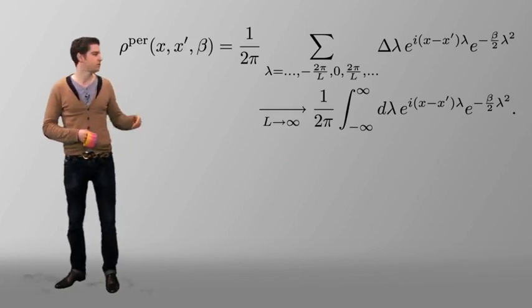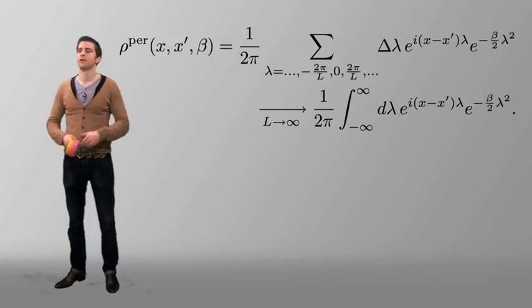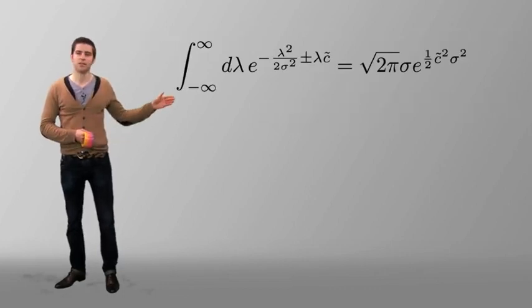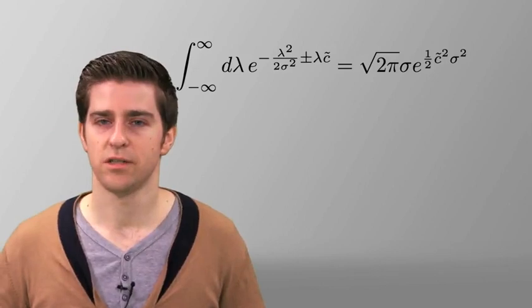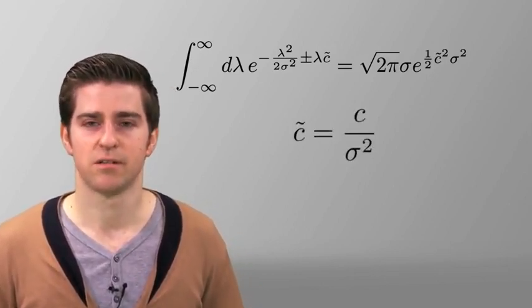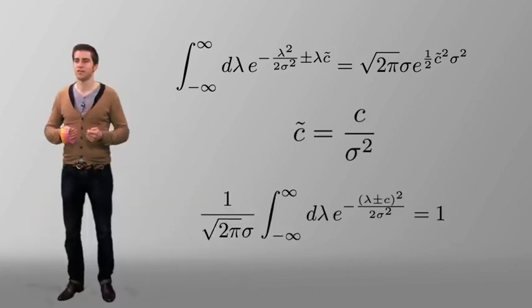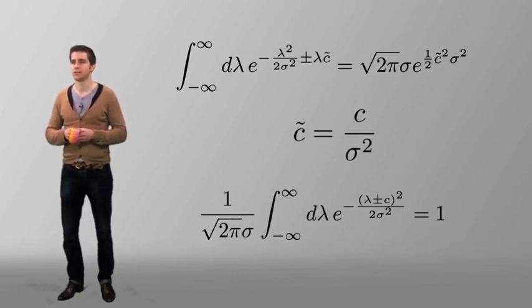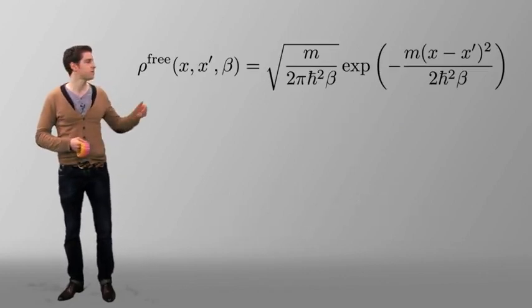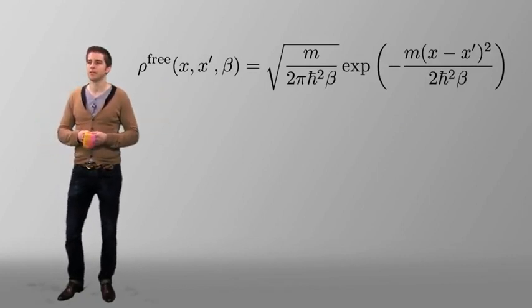This leads to this term-by-term equivalent sum, where we use this result, which follows when we take c tilde equal to c over sigma squared from the Gaussian integral. This Gaussian integral was already evaluated in lecture 4, last week's lecture. We finally arrive at the free density matrix, where we have reinserted Planck's constant h bar and the particle mass m.